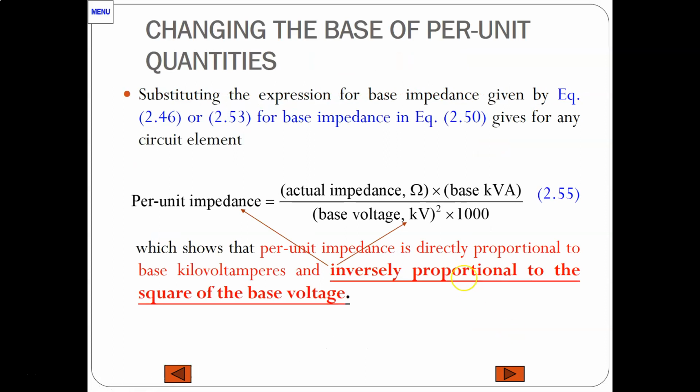Yeah, and we can do some changes in the calculation. For any circuit element, the per unit impedance is the actual impedance times the base kVA divided by the base voltage squared. You need the factor 1000 to get the relationship correct. This shows that per unit impedance is directly proportional to the base kilovolt ampere and inversely proportional to the square of the voltage. So that's important.